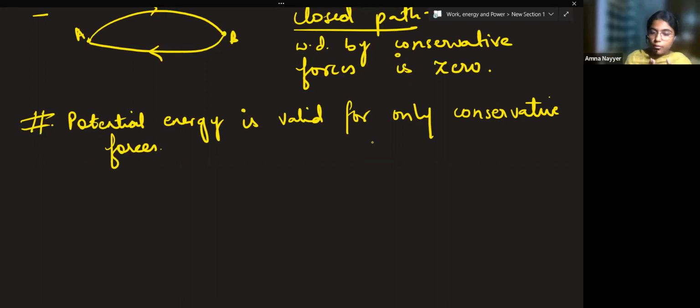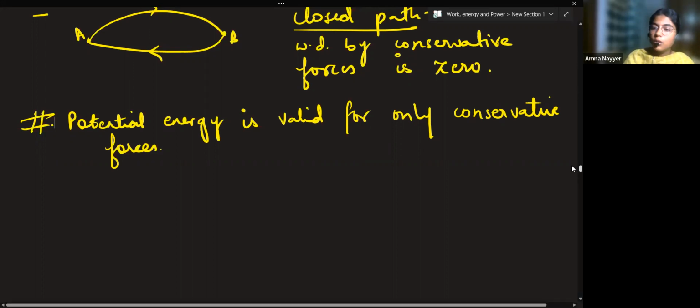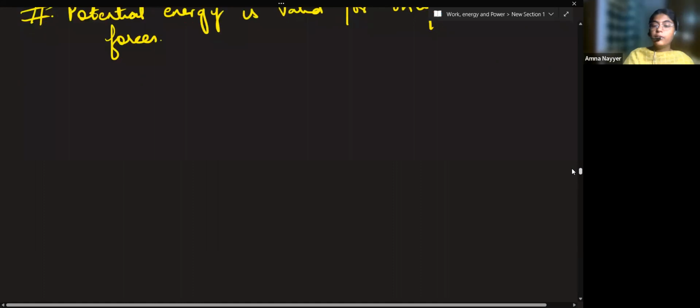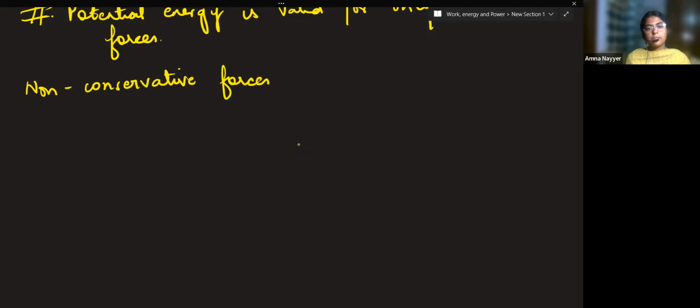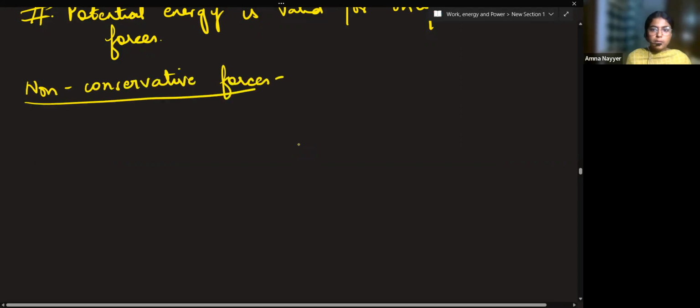So conservative forces included what? Net work done for a closed path will be 0. Initial final point will only matter. How the path has been covered, that does not matter over here. But if we talk about the non-conservative forces, here only. If we talk about the, yes, Aram.